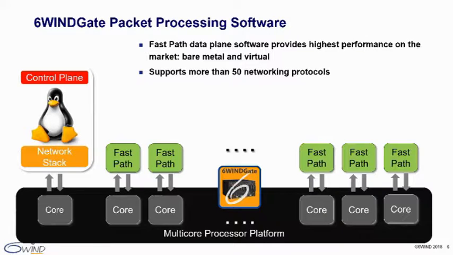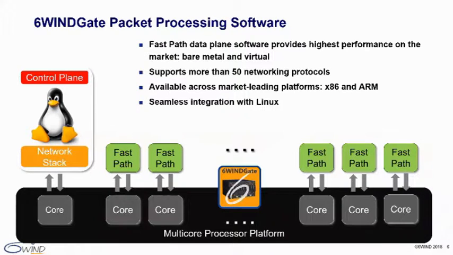6WINDGate's comprehensive feature set reduces development time from years to months by providing complete and modular stacks with acceleration for more than 50 protocols. 6WINDGate is available on market-leading processors, including x86 and ARM architectures. 6WINDGate FastPath software has been designed to be fully transparent to Linux. It supports Linux control plane and management plane applications with no changes.